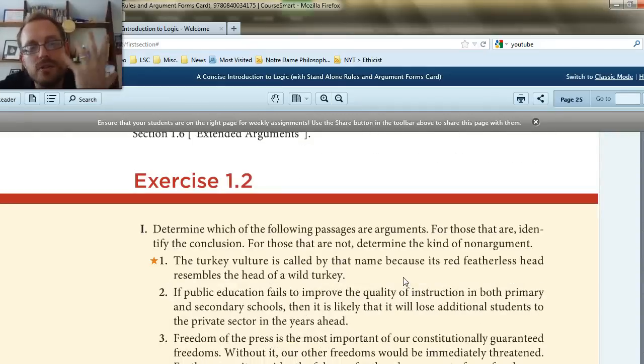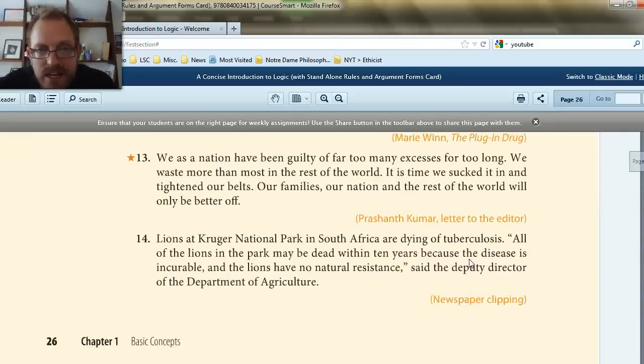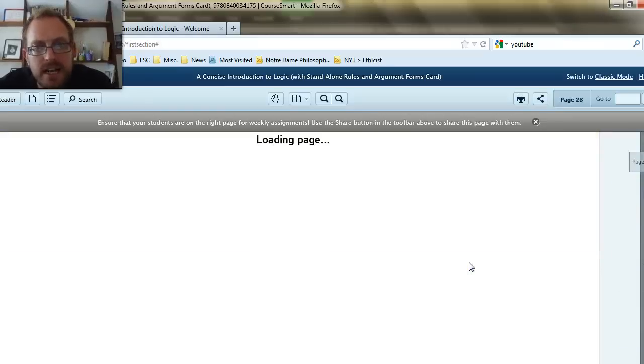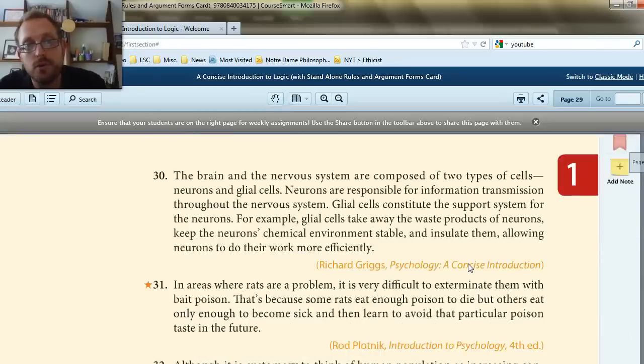So when you jump to your exercises or go to your Aplia, you'll see that what you will have to do is figure out what counts as an argument. And if it's not an argument, the book wants you to figure out what kind of non-argument you're actually looking at. Okay? So that's the end of section 1.2. And that's what we've taken a look at. Okay, and that's what the homework is about.